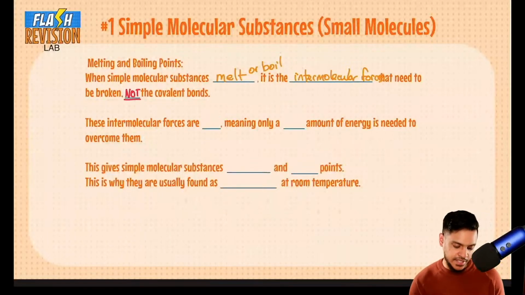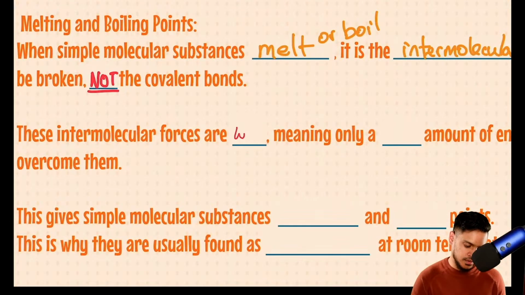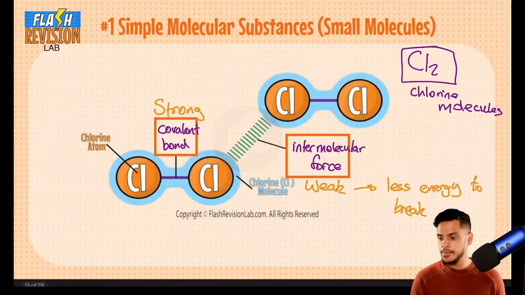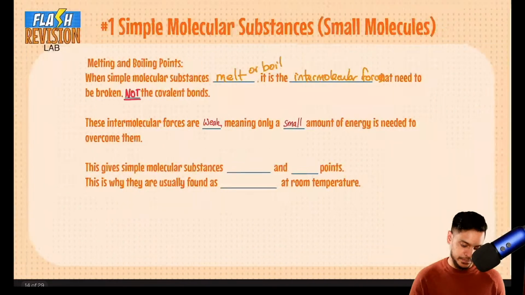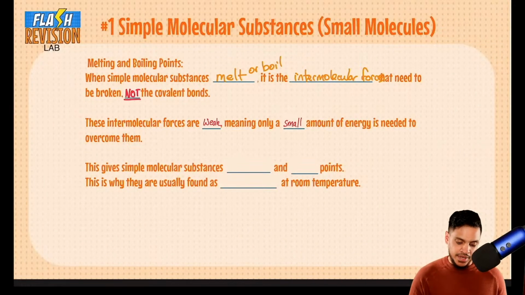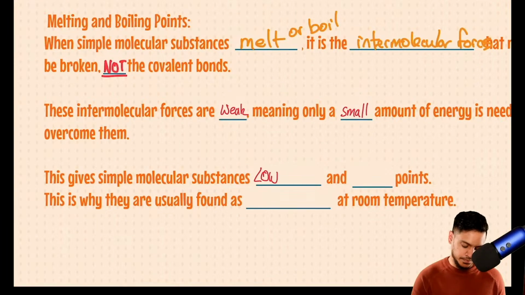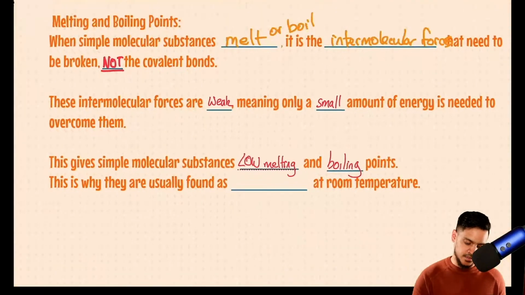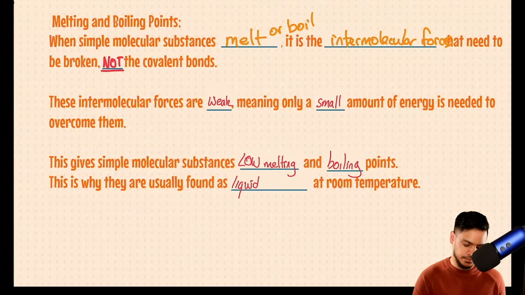And what do we say? We said these intermolecular forces are weak, meaning that only a small amount of energy, or low amount of energy, is needed to overcome them. So to actually break these weak intermolecular forces, you only need a low amount of energy. This gives simple molecular substances low melting and boiling points. This is why they're usually found as liquids or gases at room temperature.